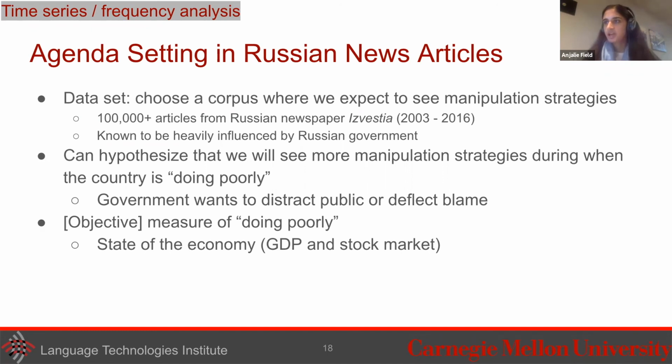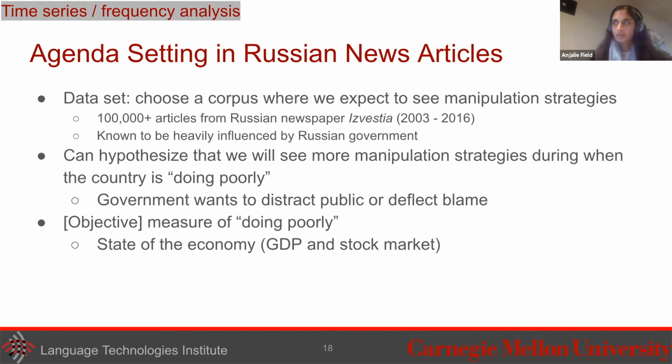The example project I have for this draws from some of the work that I've done in this area. In this project, we were looking at strategies for manipulating public opinion in Russian news articles. The starting point for this dataset is 100,000 articles from a Russian newspaper, Izvestia, that's known to be very heavily influenced by the Russian government.